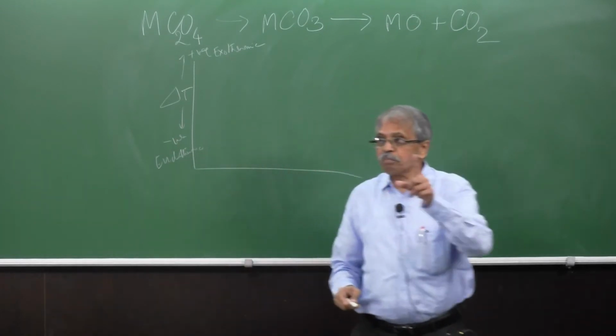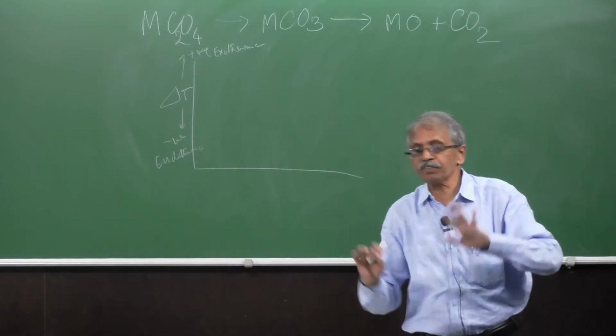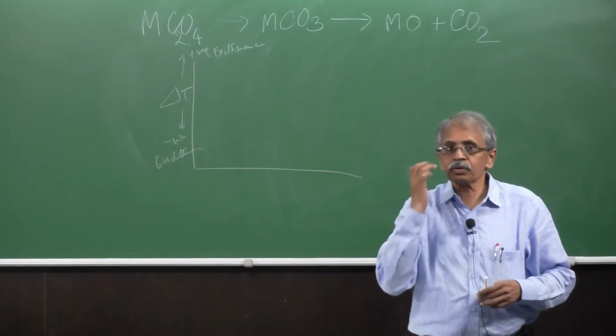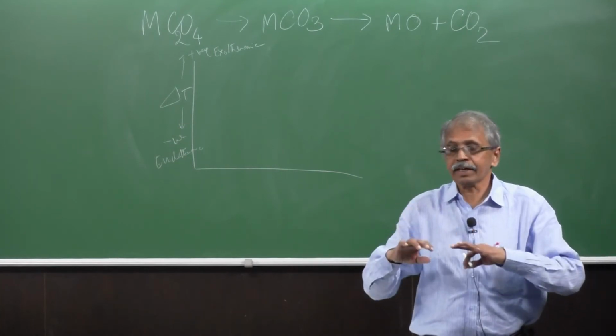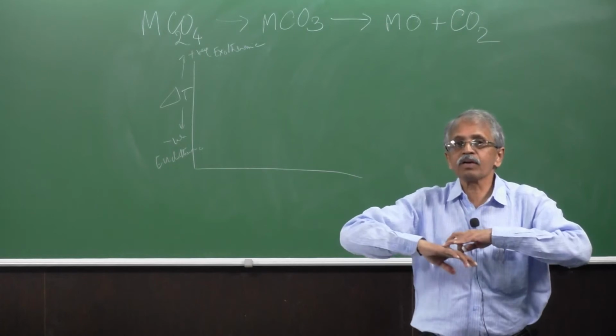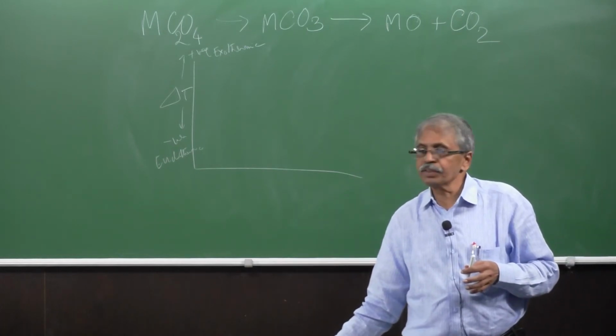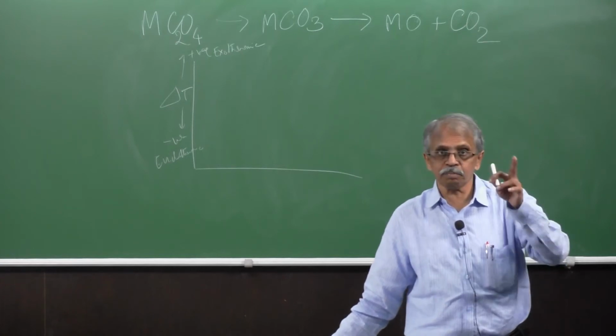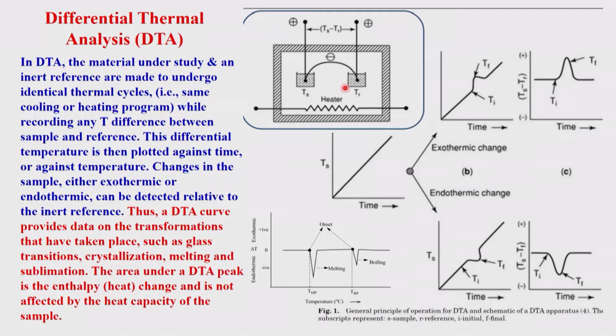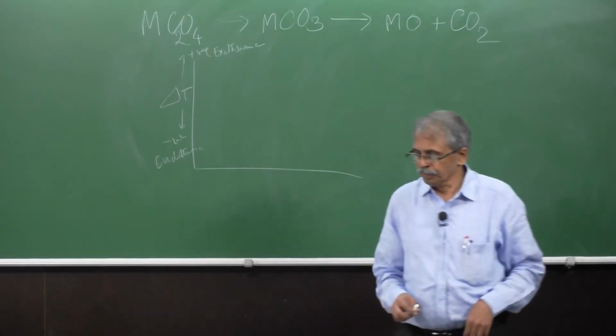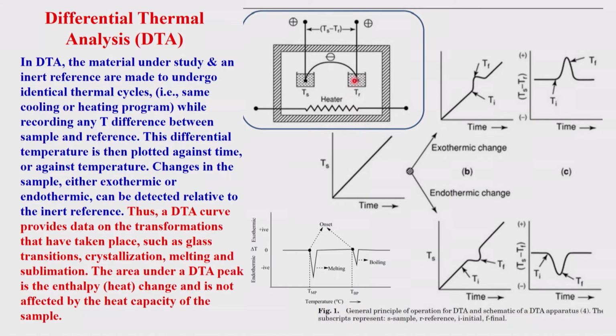So, sample with respect to your reference, and in the reference nothing happens, that is what you take. Basically, you take a reference where no changes occur as a function of temperature. So, whatever occurs is in your sample, and that is the temperature difference you are measuring, not the weight difference. So, you plot your delta T versus this one. You can see that if nothing happens, if both of them are the same, then there is no change.